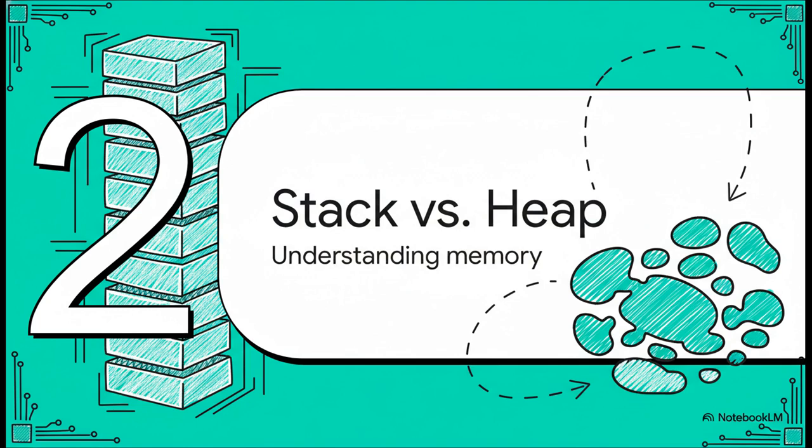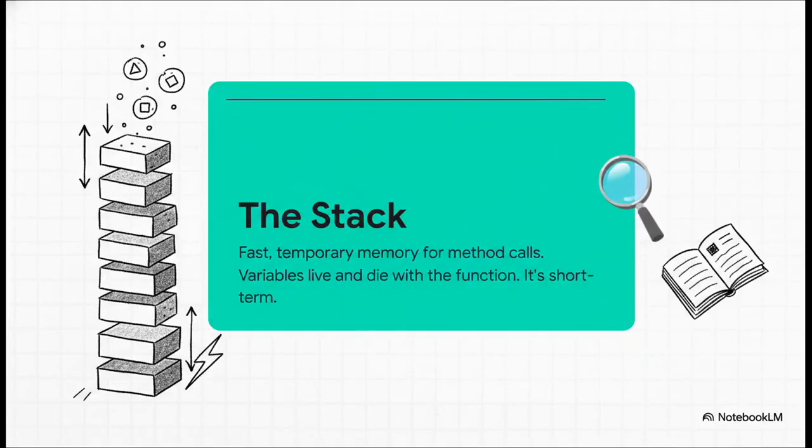Okay, so to fix this mess, we have to go back to basics. We need to understand the two places our data can live, the stack and the heap. I'm telling you, getting this right is the absolute key to writing high-performance code. First up is the stack. The stack is incredibly, mind-bogglingly fast. Why? Because allocating and deallocating memory is as simple as moving a single pointer up or down. That's it. It's the perfect place for temporary data, variables that only need to exist while a method is running. Think of it as your super efficient short-term scratch pad.